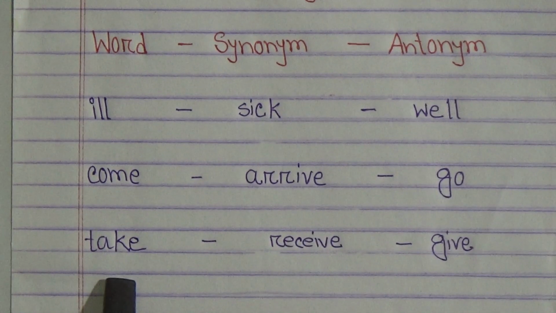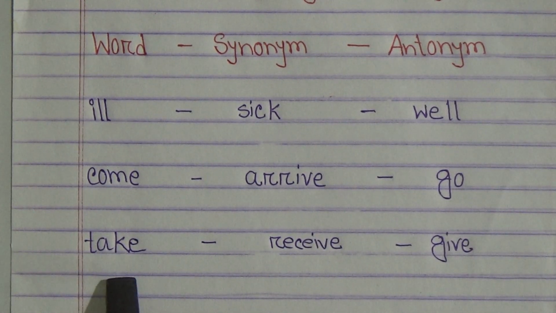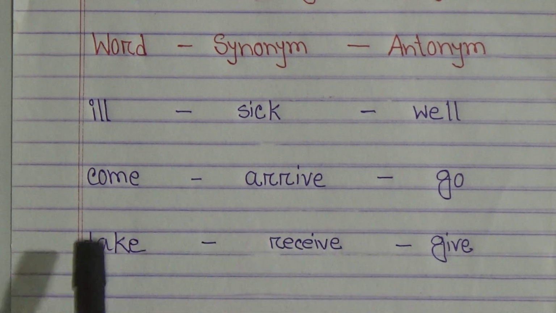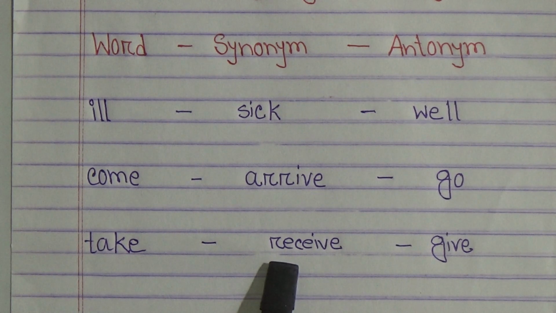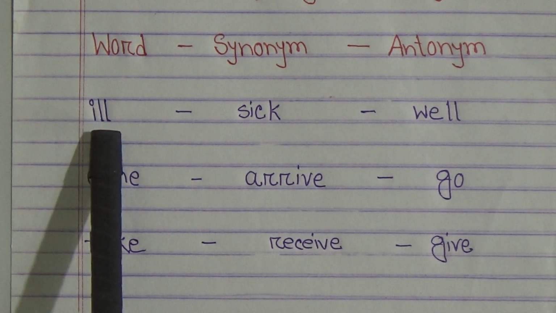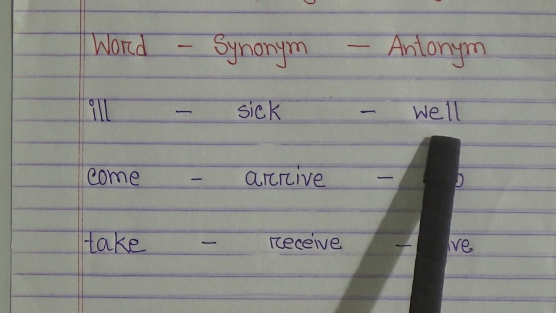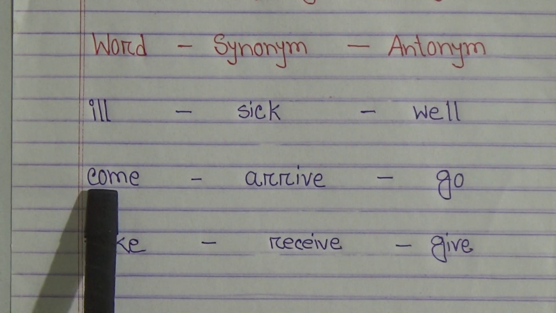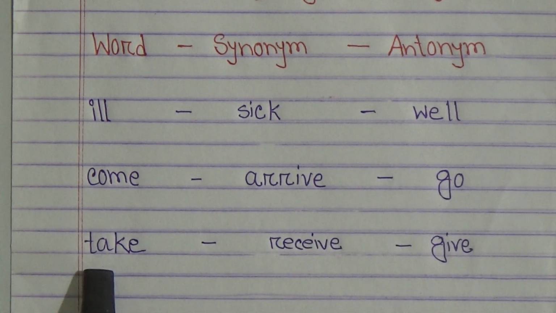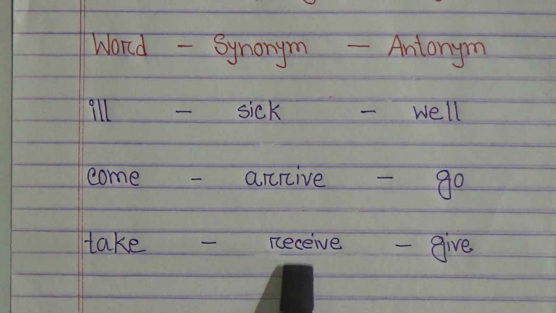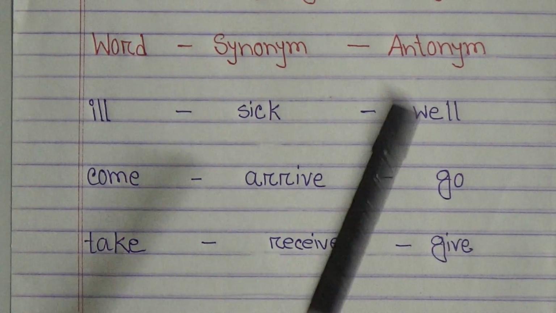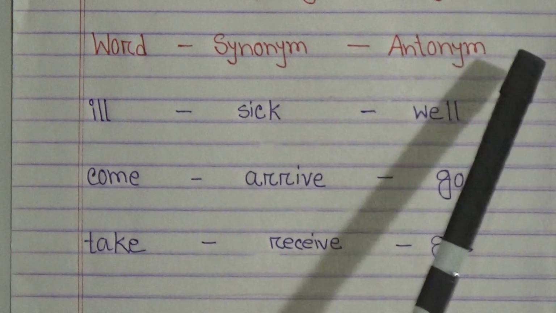And the last one is take. Take is the main word, its synonym is receive and antonym is give. Again saying, word ill, synonym is sick, antonym is well. Then come, synonym is arrive and antonym is go. And take, synonym is receive and antonym is give. So my students, this is today's topic, word meaning and synonym antonym.